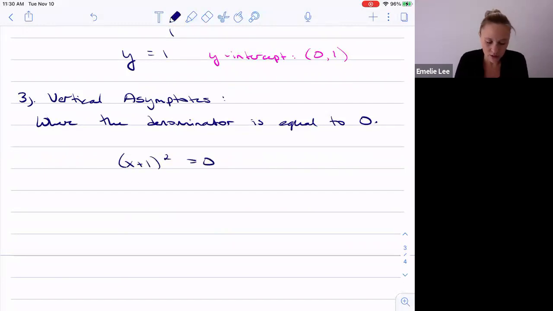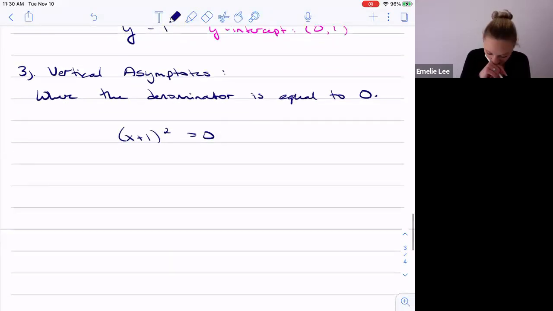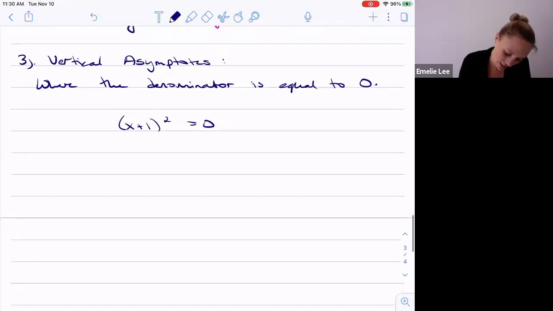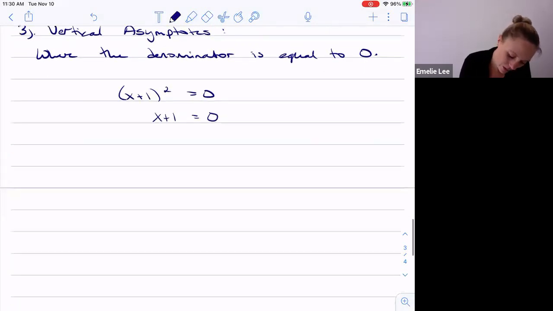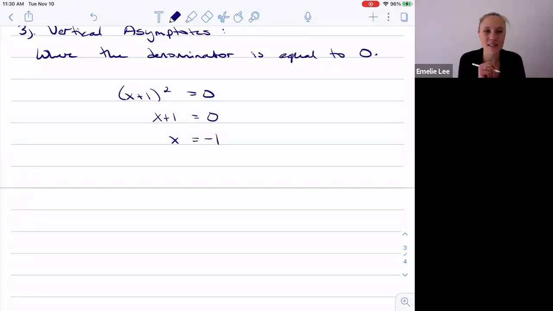X plus 1 squared is 0. So again, I can solve for x to figure out what value of x makes this 0. I can take the square root, so x plus 1 is the square root of 0, which is 0. So x plus 1 is 0, so x is negative 1. That is a vertical asymptote.